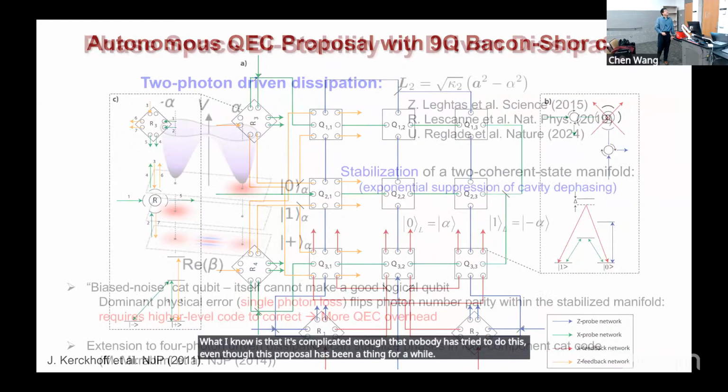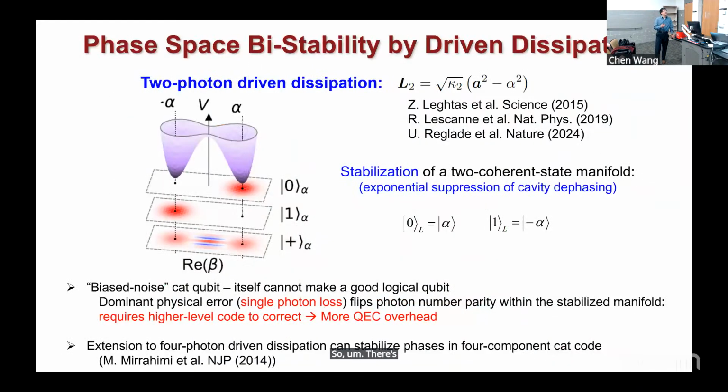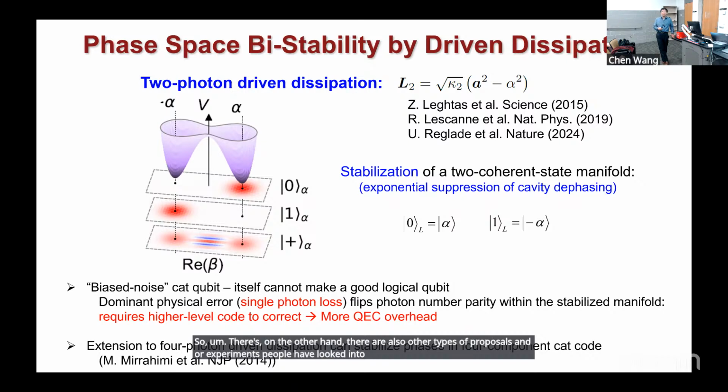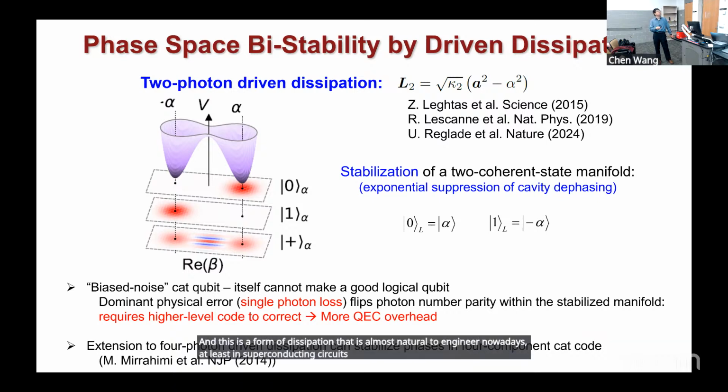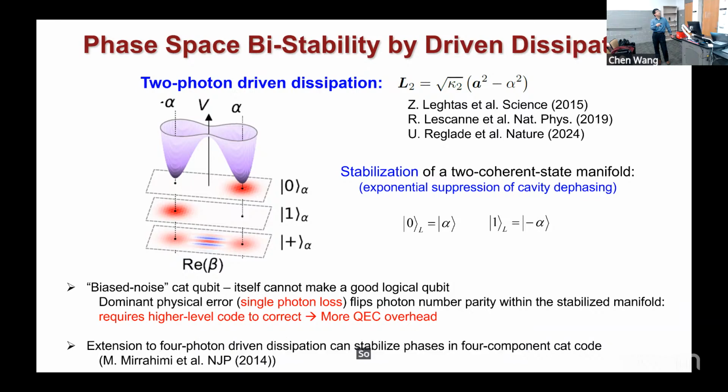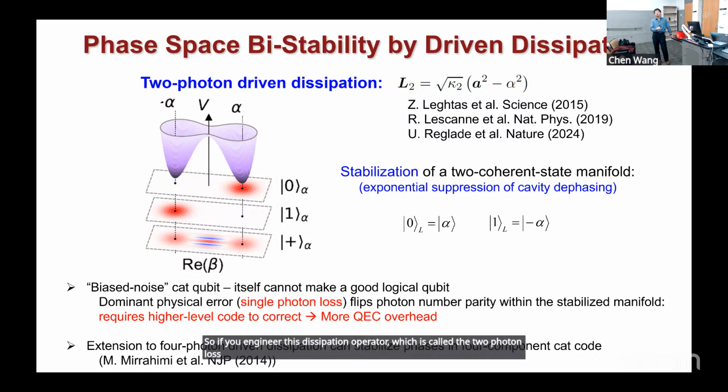On the other hand, there are also other types of proposals or experiments people have looked into that will allow you to stabilize a manifold of states that is spanned across a two-dimensional Hilbert space, which will allow you to encode a qubit. And this is a form of dissipation that is almost natural to engineer nowadays, at least in superconducting circuits, which is the area I'm going to talk about. So if you engineer this dissipation operator, which is called the two-photon loss, A squared, which extracts pairs of photons from a harmonic oscillator mode.